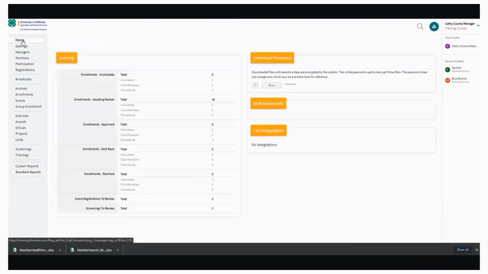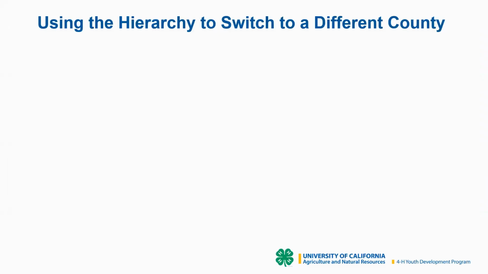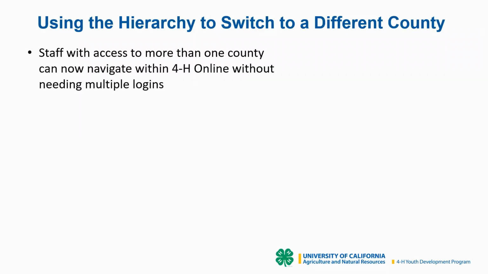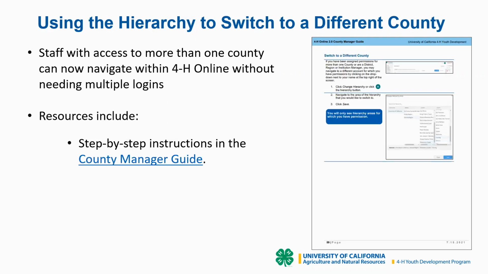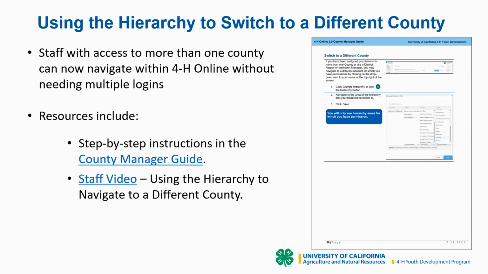Now that we have looked at logging into the system and navigating within the system, let's look at using the hierarchy to switch to a different county. Staff that need access to more than one county can now log in with a single account and navigate throughout the system in the hierarchy structure. Resources to help staff with this feature include the County Staff Guide and the staff video. Let's take a look at the staff video.